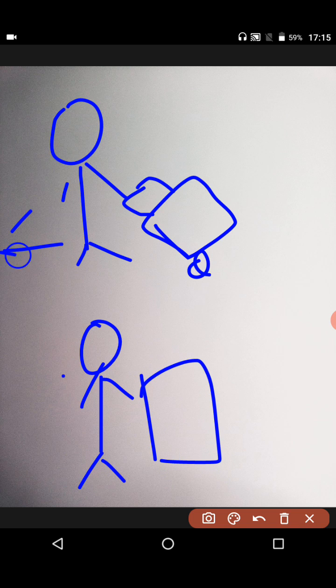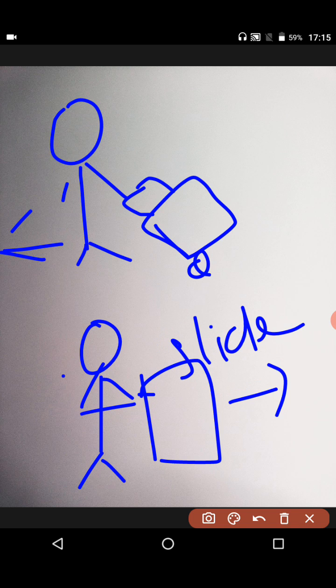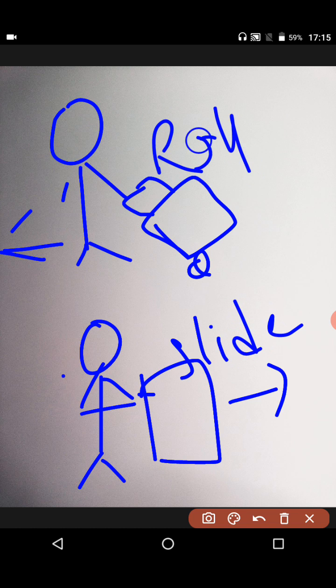Here you are going, say you are going this direction, here this direction. So which one would you prefer? You have to move this, slide it. Okay, you should slide here. I am writing slide here, slide here, roll. Which one would you choose?